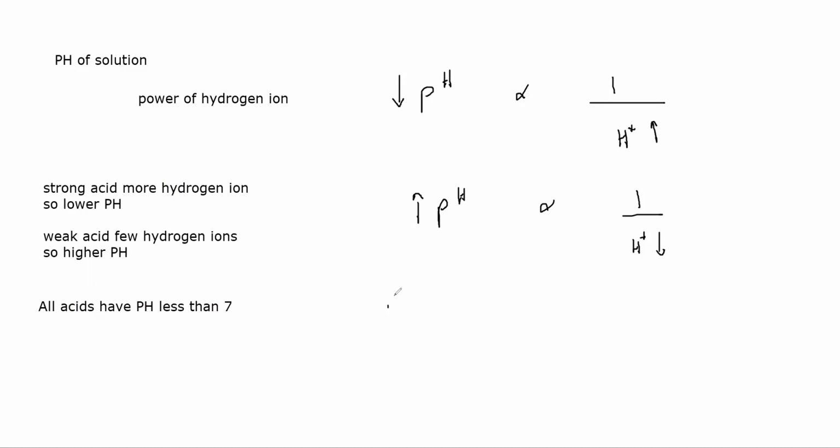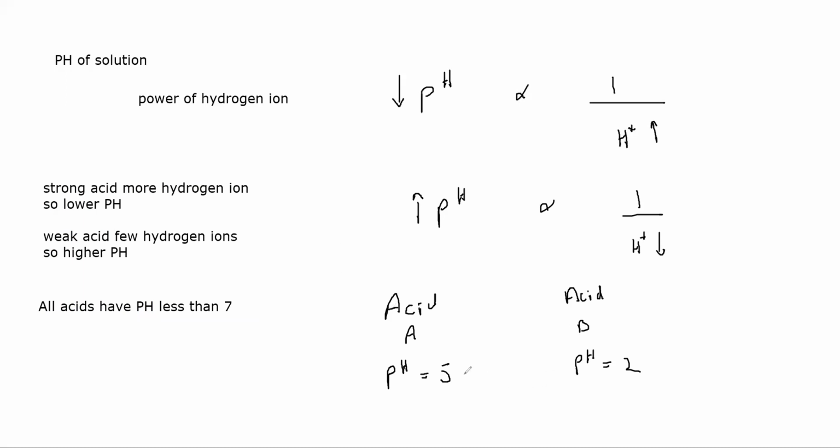Example, you have acid A, which has a pH of 5, and you have acid B, which has a pH of 2. If the question is which one is a strong acid, how can you identify? You can use the concept of pH. Strong acids have a higher number of hydrogen ions, so lower pH. Weak acids have a smaller number of hydrogen ions, so higher pH.